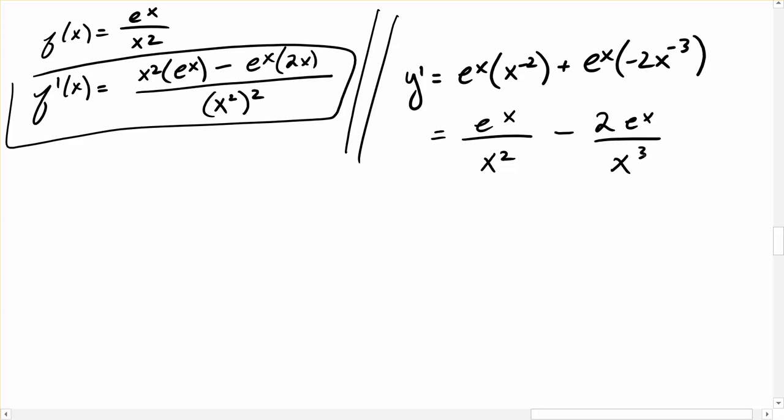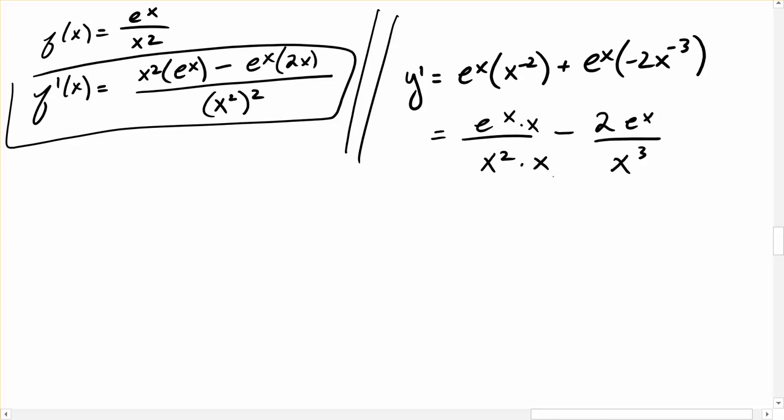X cubed. To add fractions, you need a common what? You need a common denominator. Do you agree with that? Mm-hmm. Do we have a common denominator? No, we don't have a common denominator. So what do we need to multiply by? X over x. Yeah, that's fine.